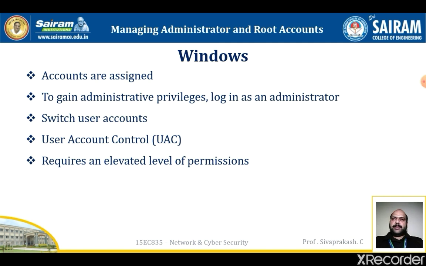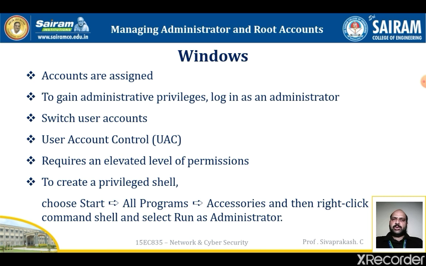By default, Windows command shells are non-privileged. So to create a privileged shell, you need to choose Start, All Programs, Accessories, and then right-click Command Prompt. Then we have to select Run as administrator. Most of us are using this in the Windows operating system, and we have experienced how this administrator control is managed in the root accounts to access the privilege and to utilize the different user accounts, and that is it.